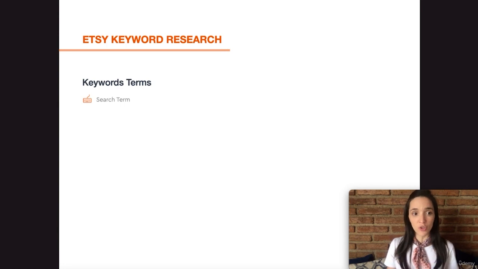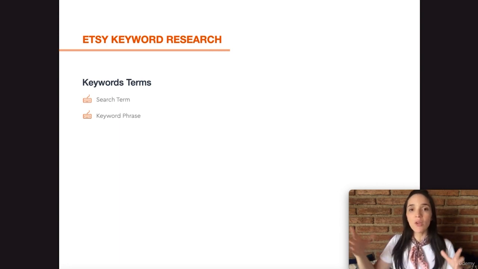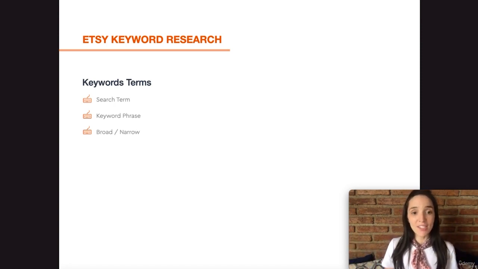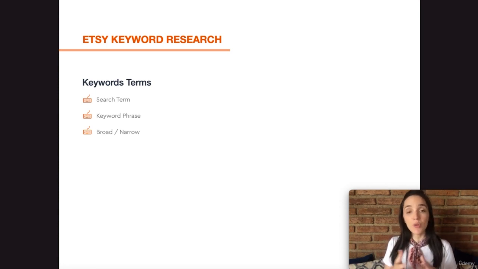So these are search terms, which is also similar to keyword phrase. So keyword phrase is when you use several keywords together. So for example, it could be wedding planners. This could already be a keyword phrase. And that brings us to the next term, which are broad and narrow keywords.